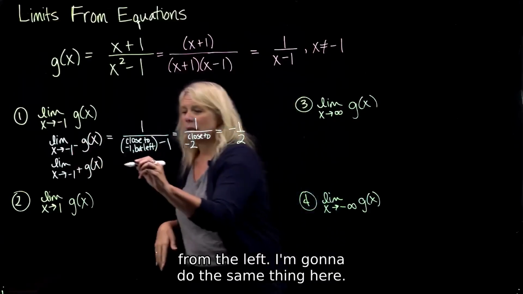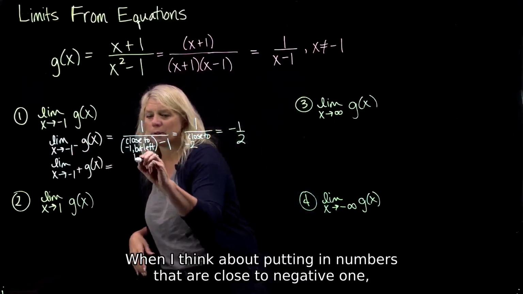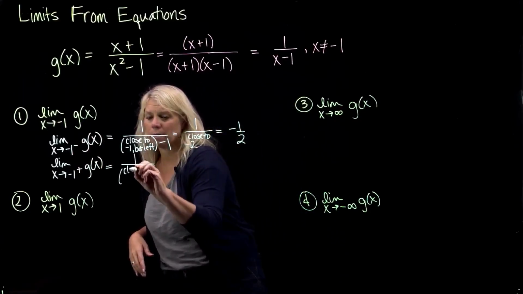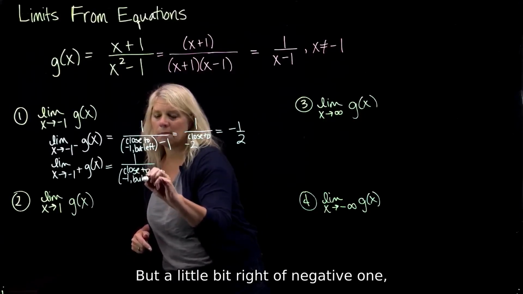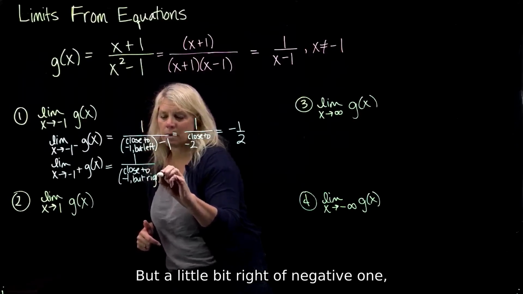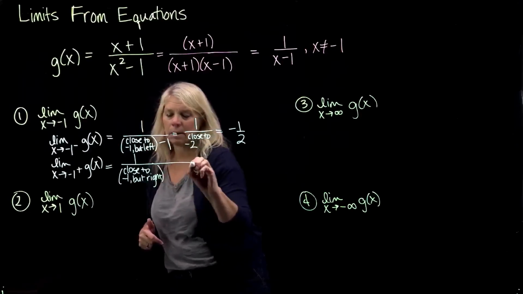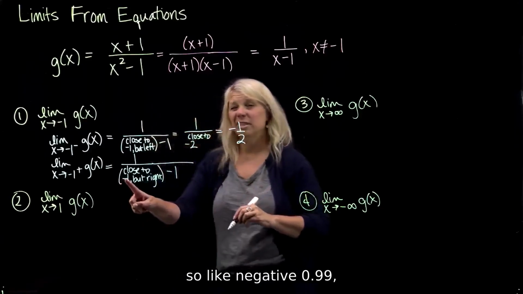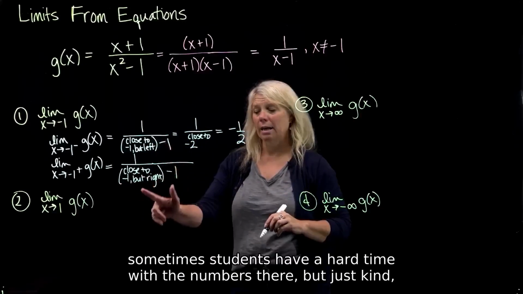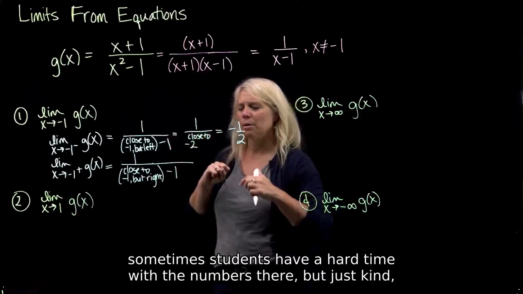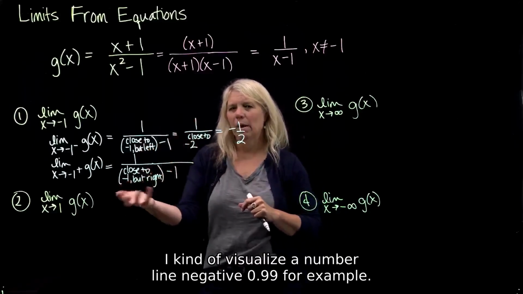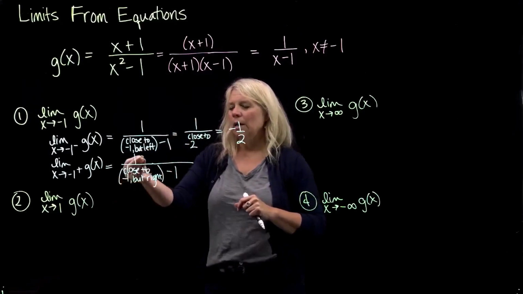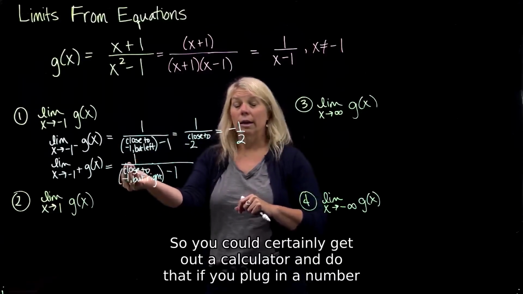I'm going to do the same thing here when I think about putting in numbers that are close to -1, but a little bit right of -1. So like -0.99. Sometimes students have a hard time with the numbers there, but I kind of visualize a number line, -0.99, for example. So you could certainly get out a calculator and do that.